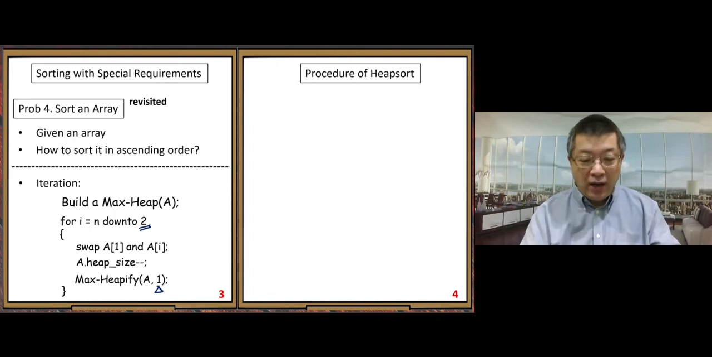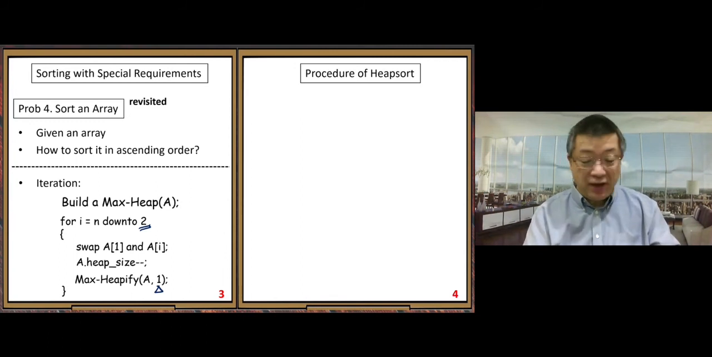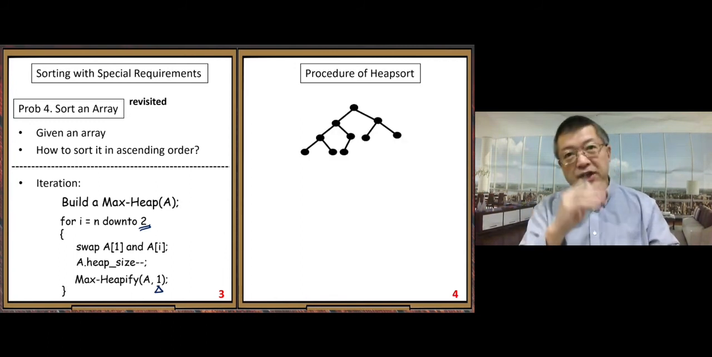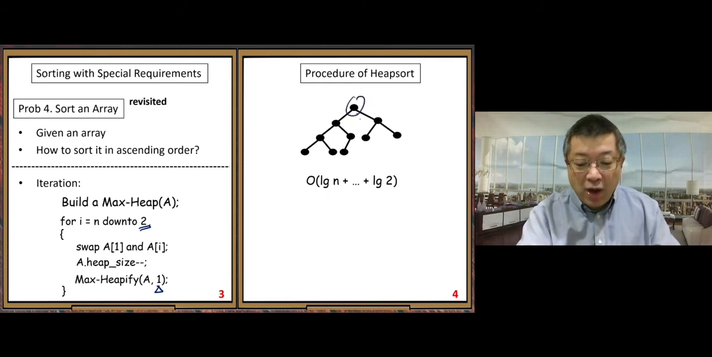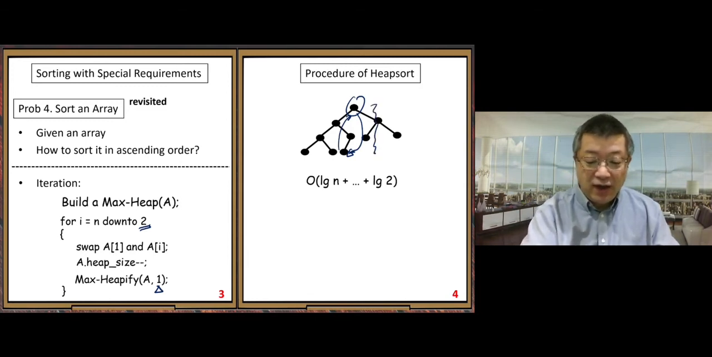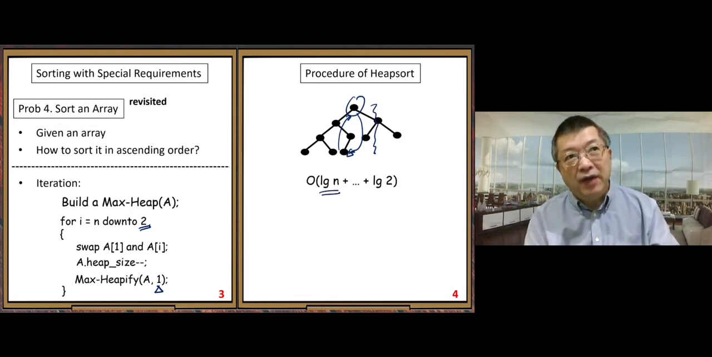All right, then the efficiency part, very straightforward. So we can see it easily. This is our max heap. Look at the first time we do one swap operation, then do max heapify. What is the cost? Max heapify costs log of n.